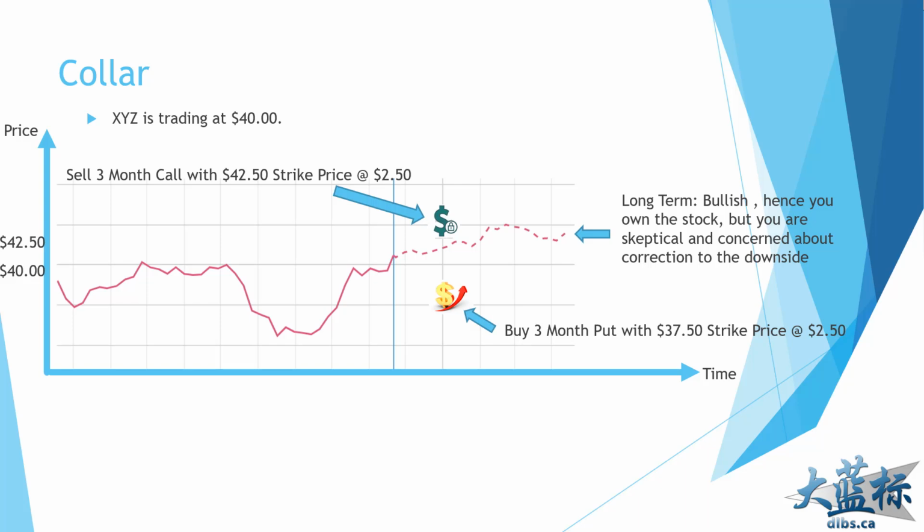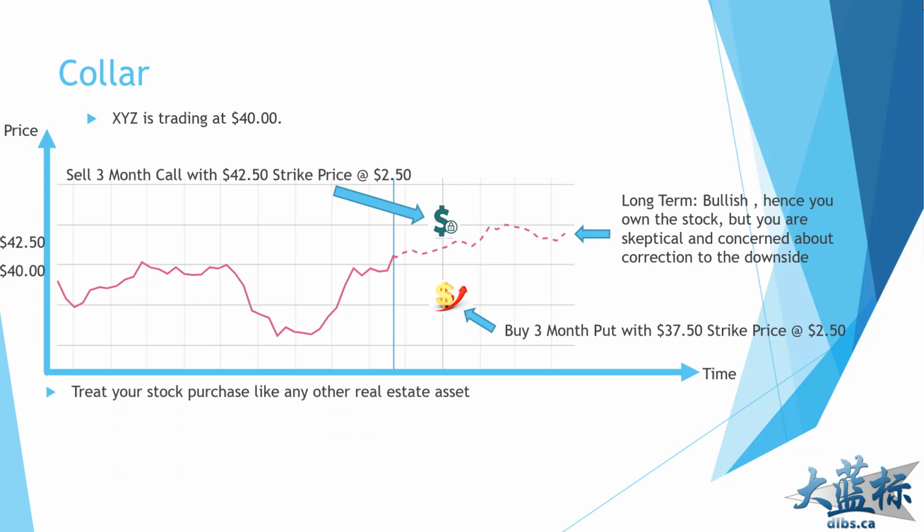And we are going to buy a 3-month put option at a lower price, the $37.50 strike price. So that acts as a floor for how far the stock could drop, and you're still protected. And for our example purposes, we will show $2.50 in premium spent on that. It may vary, it may be a little bit higher, it could be even lower.